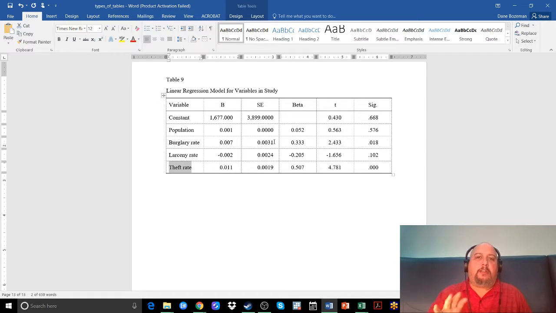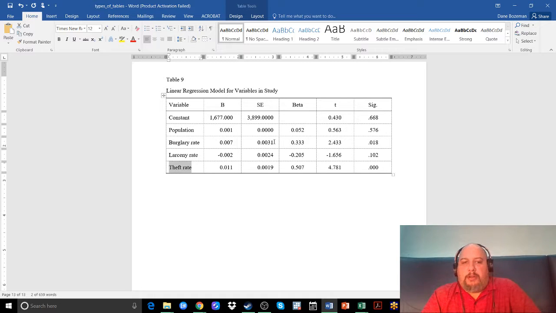This table right here allows me to center the discussion that I want to present. I know I'm going to have to present a discussion talking about population, burglary rate, larceny rate, and theft rate. But now the question becomes in what order? And which ones do I want to emphasize? Well, this table allows me to see that really the most important thing that I want to probably talk about is theft rate and burglary rate. And I want to talk about the relationship to each other. And I can do that using beta.